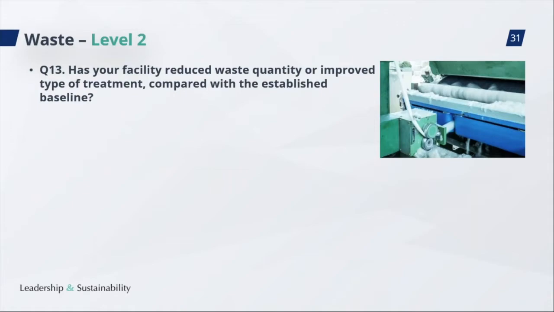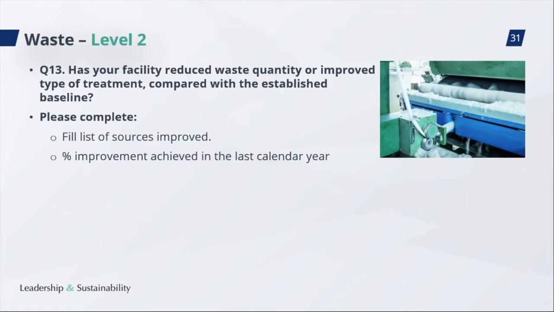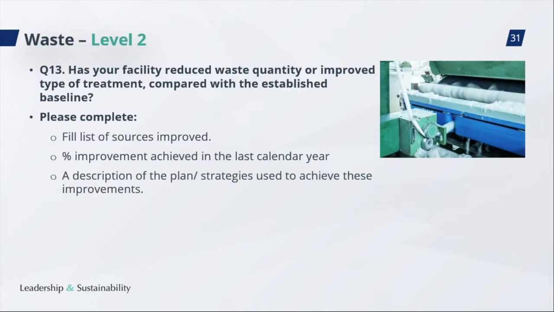So following now, and you have probably already realized that the waste section is quite long. The chemical section is the longest section, and that's our next and last webinar. But the waste section is also quite long, so we continue here now with a follow-up with question 13. Has your facility reduced waste quantity or improved type of treatment compared with the established baseline? And there you have also the opportunity again to list the sources that are improved, the percentage improvement achieved in the last calendar year, and also a description of the plan and strategies that you used to achieve those improvements.